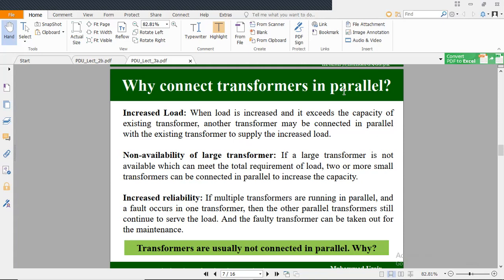So this is the way to drive a particular load, and that is why we use parallel operation of transformers to maintain the load. Non-availability of a large transformer: if a large transformer that can meet the total requirement is not available, two or more small transformers can be connected in parallel to increase the capacity. We also have a backup supply: if one transformer fails or is shut down for maintenance, we can feed the partial area through the other transformer.